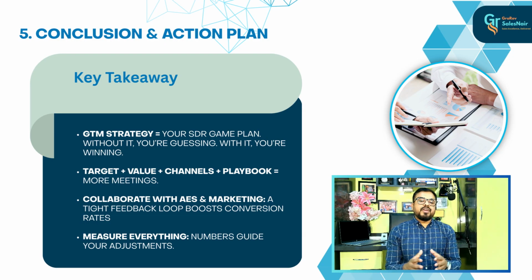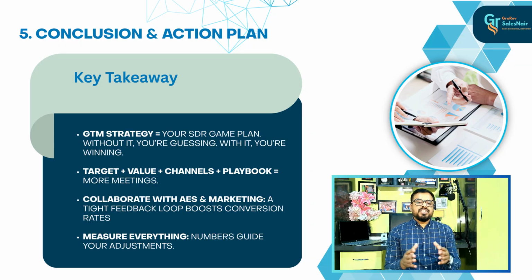At the heart of every effective go-to-market strategy lies a powerful formula: target plus value plus channel plus playbook. First, you must know exactly who your ideal customer is, which is your target. Then you must articulate how your solution solves their pain points, which is your value. Next, you engage them where they are most active, whether it's on LinkedIn, email, or phone, which is your channel. Finally, you execute your outreach using a structured, repeatable approach, which is your playbook. When these four elements align, you drive consistent, scalable results and fill your pipeline with qualified meetings.